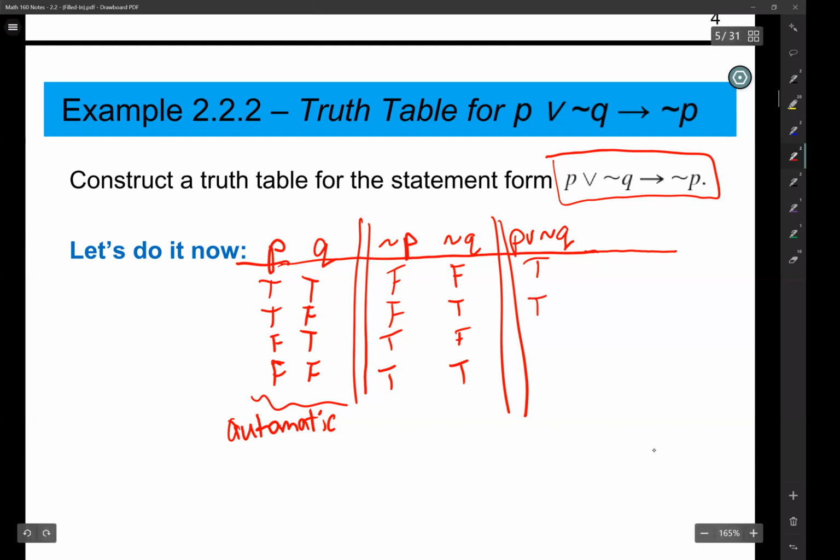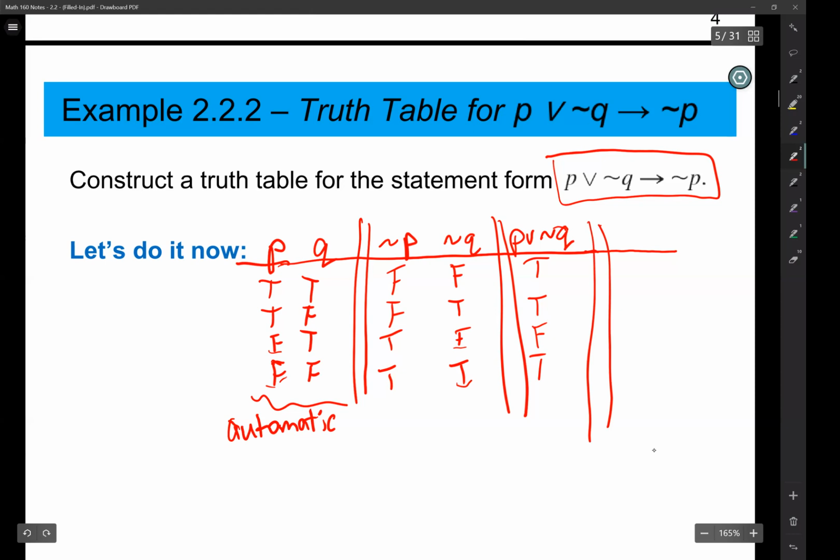Now this third row, P is false, but the question is, do I have not Q? And I do not have not Q. So not Q is false and P is false. So that means this or statement is false. And then finally, P or not Q down here. P is false, but I do have not Q. So that means this is true. Because remember, an or statement is true as long as we have one of the parts of the or.